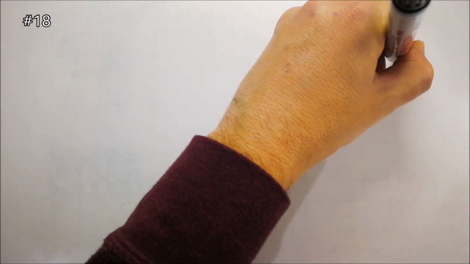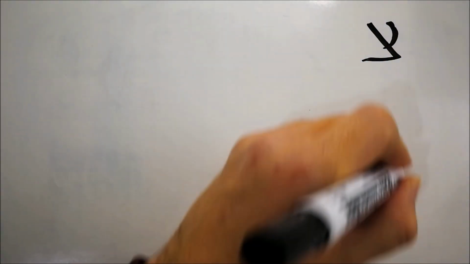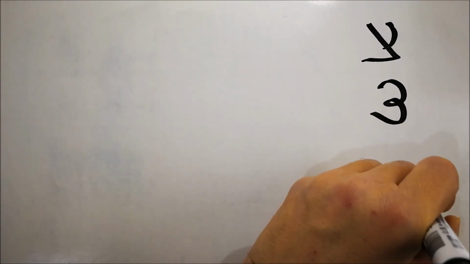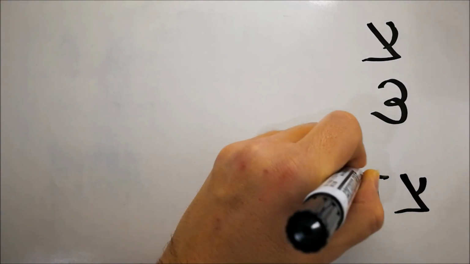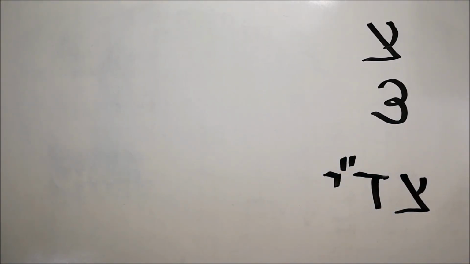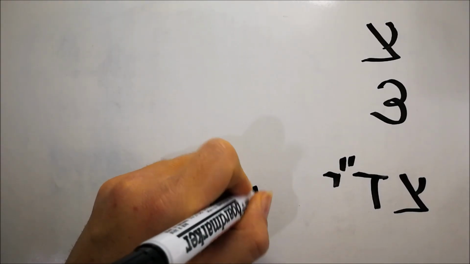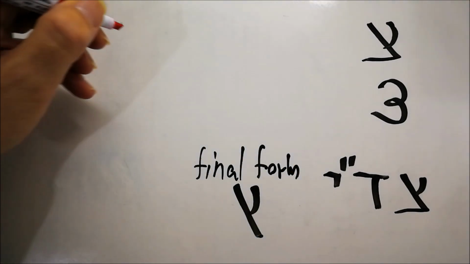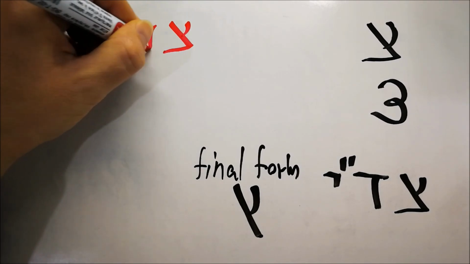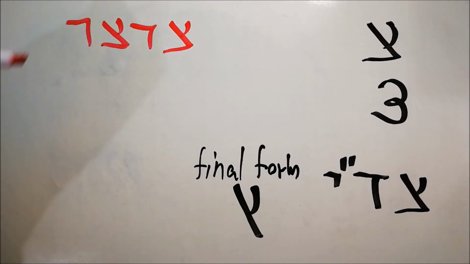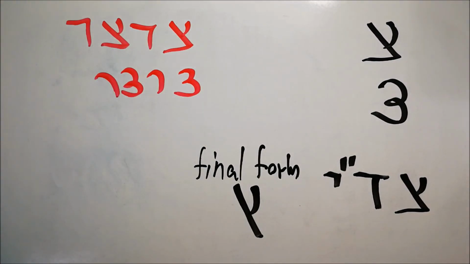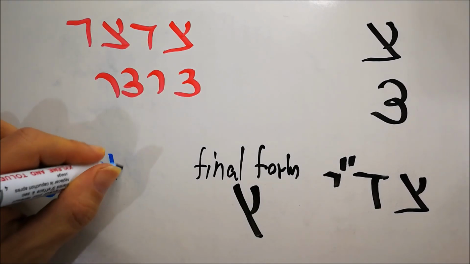The next letter is Tsadi. This is how you write Tsadi both in print and handwriting. Tsadi has also a final form. A word example for the letter Tsadi is צרצר. Tzartzar translates to cricket, the insect.